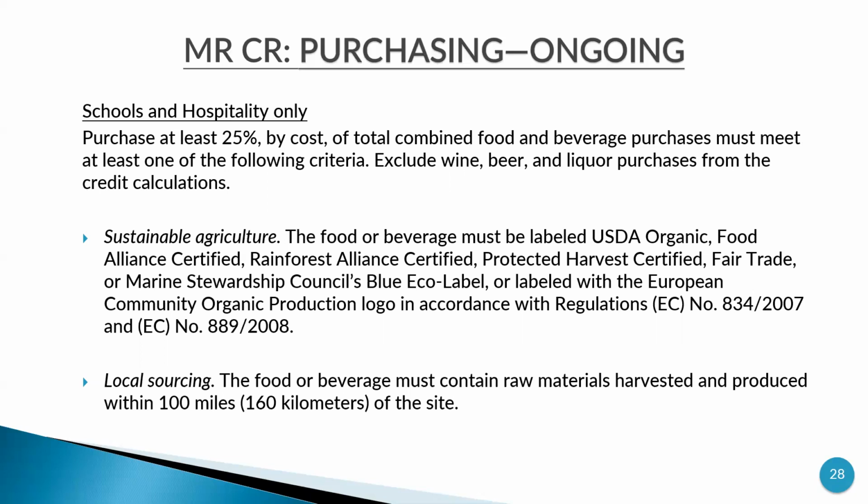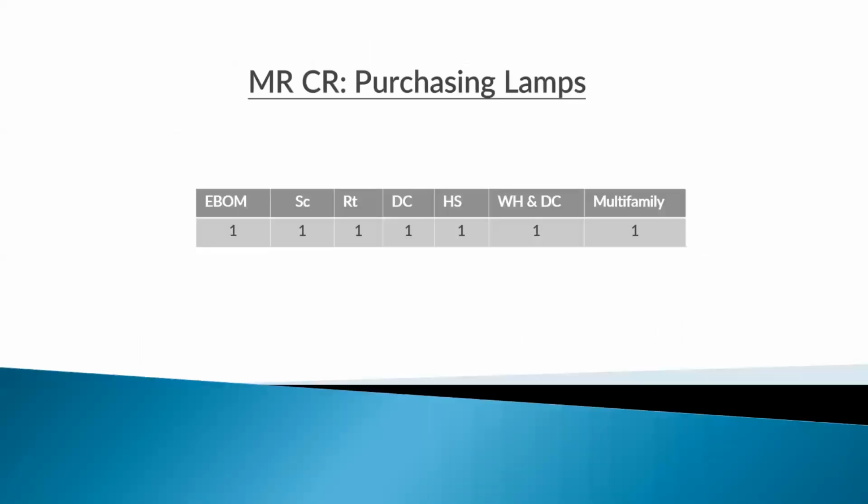Coming to schools and hospitality, here about 25% of the cost of the total combined food and beverages purchase must meet one of the following criteria. When you talk about food and beverages, you need to exclude wine, beer, liquor and the like from the credit calculations. But what do you need to consider? Sustainable agriculture, again, as we discussed in the previous slide. And local sourcing, within 100 miles or 160 kilometers of the site. So this is how we will be achieving the first credit, or 1 point.